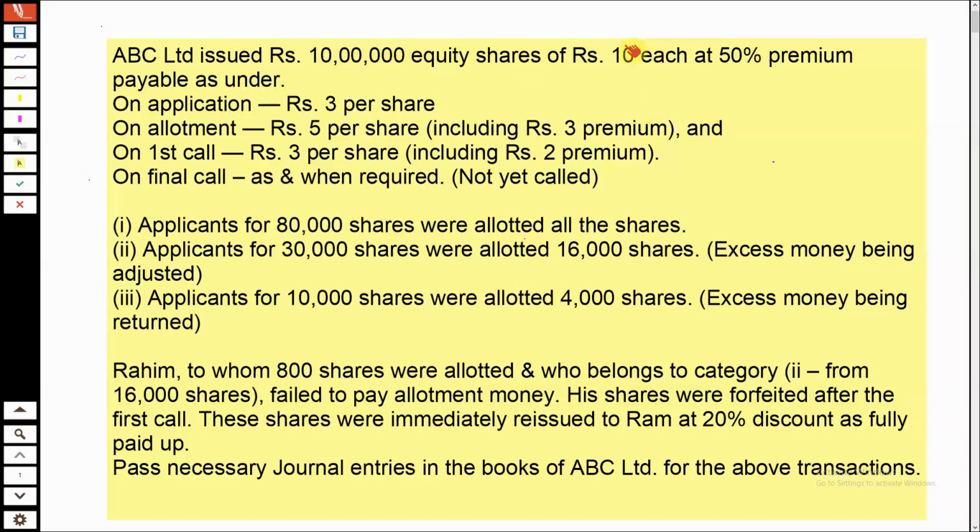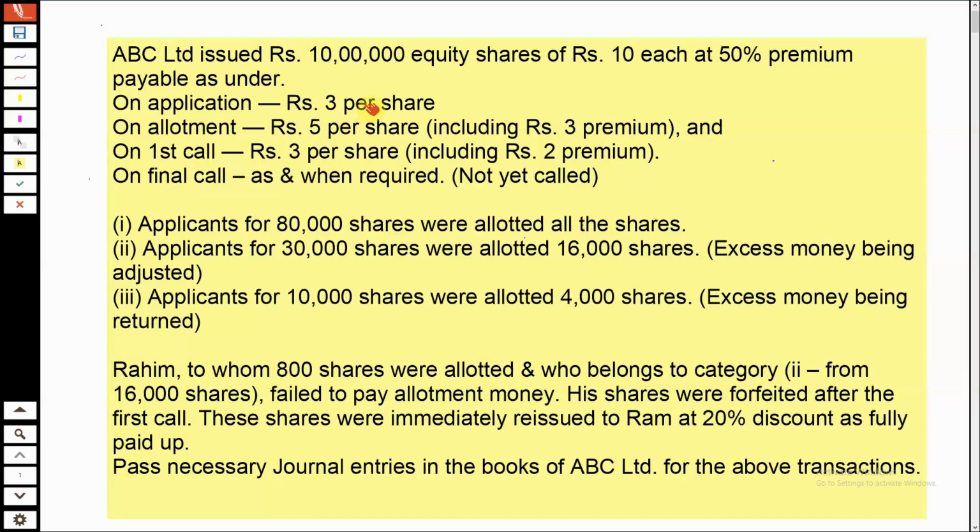So 50% of this 10 rupees, that is 5 rupees premium. So a share of 10 will get issued at 15 rupees. Payable is as under. On application, allotment, first call, final call, the amount payable is as under. Now we should be clear about what is the face value and what is the premium.